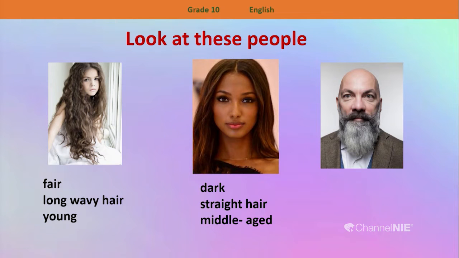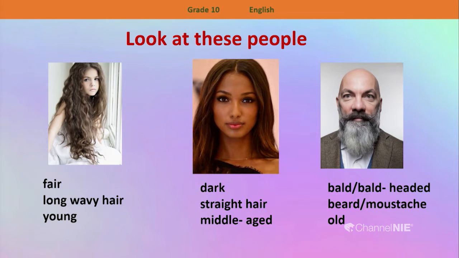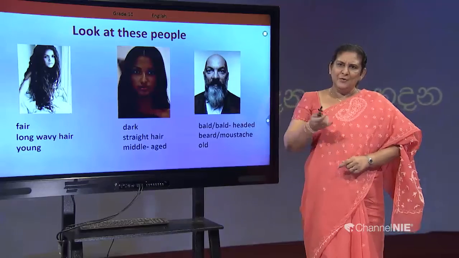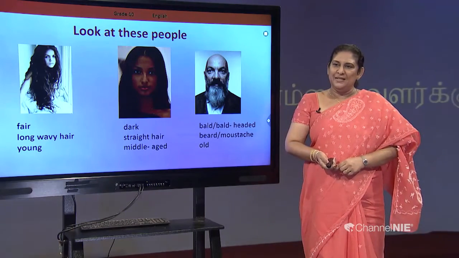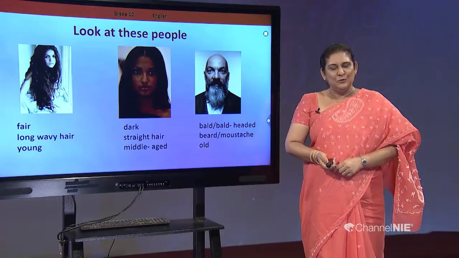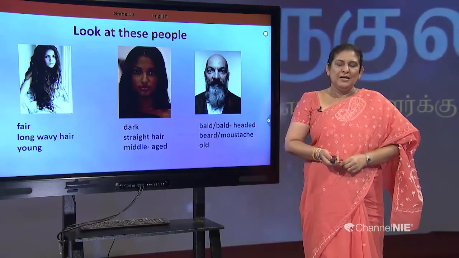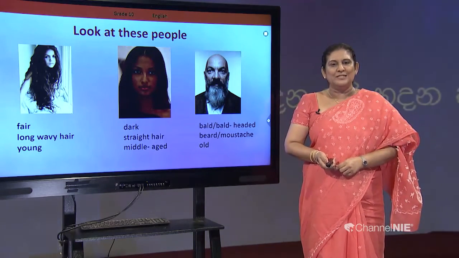All right. The third person. Yes, he is a bald-headed person. Yes, he has a beard and a mustache. Now, children, what is the difference between a beard and a mustache? A beard is grown around the chin and a mustache is on the upper lip. Right. And you can see this small girl is young, in the second picture she is middle-aged and the other person is old. So, we can use different words and phrases to describe people.